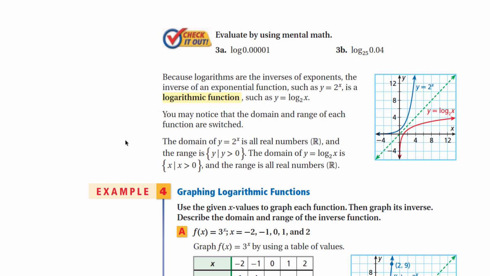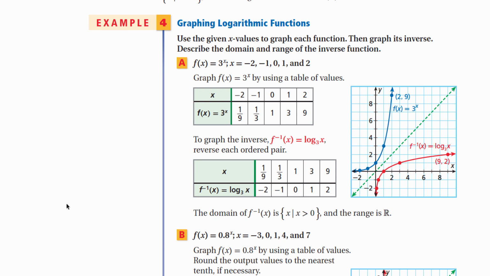You may notice that the domain and the range of each function are switched. The domain of y equals 2 to the x is all real numbers, and the range is the set of all y's such that y is greater than 0. The domain of y equals log base 2 of x is the set of all x such that x is greater than 0, and the range is all real numbers. And this happens every time you have inverse functions. You swap the domain and the range.